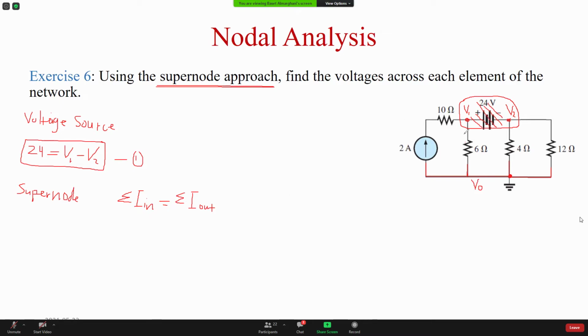Now, how many currents do we know? The current here, we know it, and it's coming to the big node, and it's 2. So there is 2 ampere coming here. It's an in current. The other currents, I don't know. Like this current here, this current here, and this current here. So I'm going to assume they're all leaving.